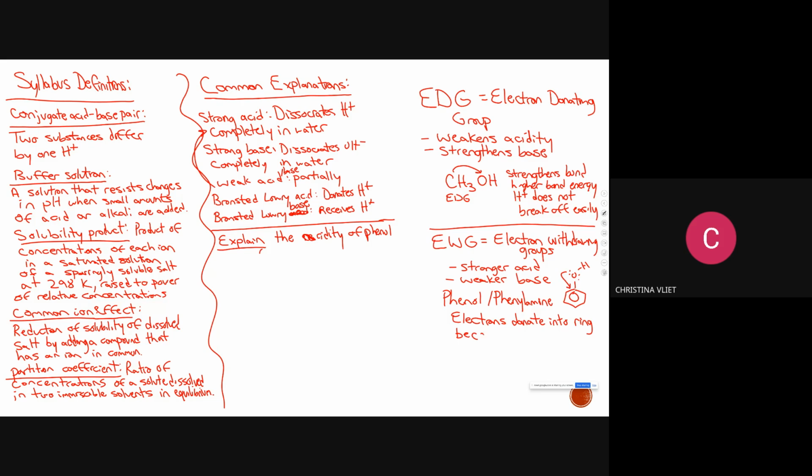And this becomes part of the delocalized pi bonding system. So anytime you have phenol or phenylamine, you have to talk about the pair of electrons actually going into the ring and becoming part of the delocalized system. And because the electrons are going that way, it weakens the bond between the O and the H, which means that the H plus is more likely to break off.